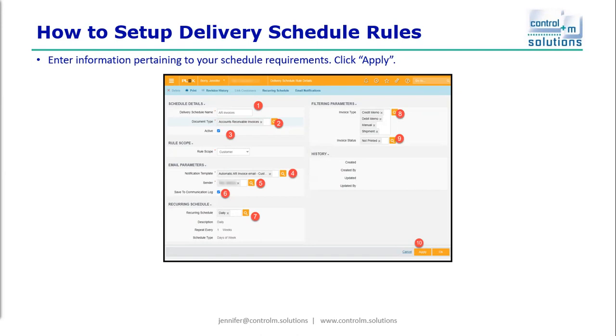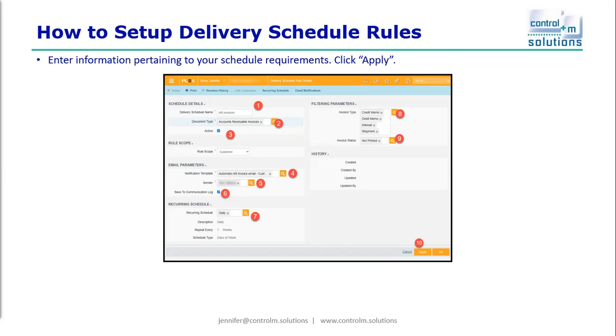The rule scope that I chose for this would be customer, because I just want it to be customer specific. The notification template is the one that we enabled in our first step, the automatic AR invoice. The sender, that's going to be the sender on the email that your customer's contact receives.